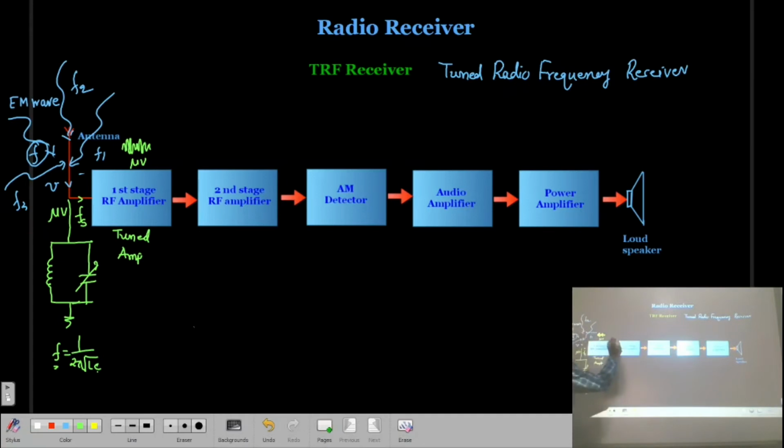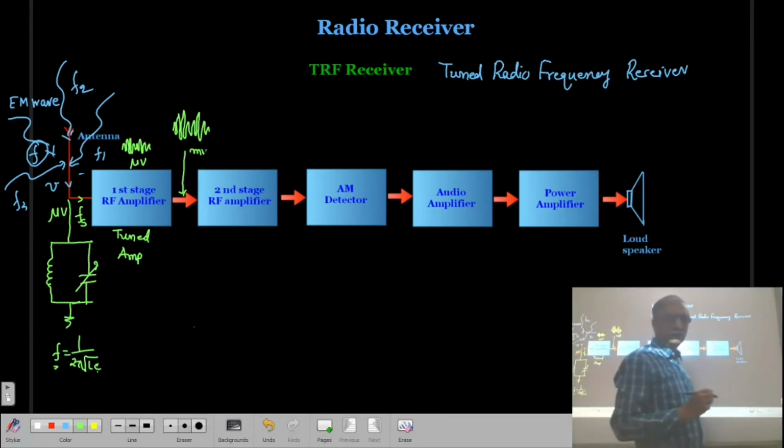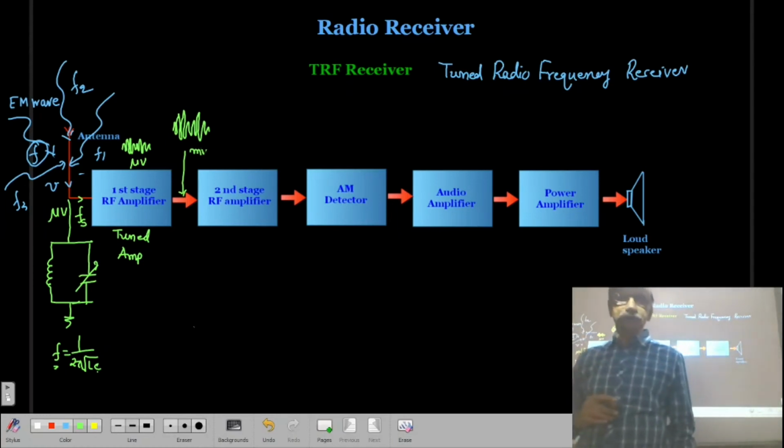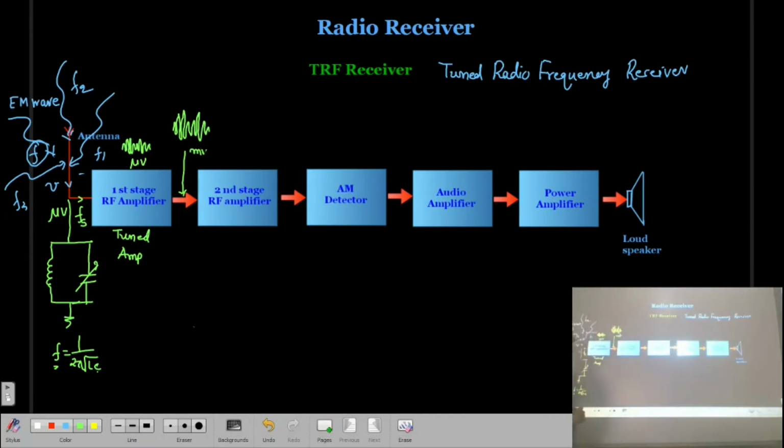So here, in the output of this first stage of the amplifier, the strength of the signal is going to increase. That will be in the order of a few millivolts. Remember, but still this signal is not sufficient to drive the detector stage. So again we have to amplify through a second stage of the RF amplifier, and here you will get a large amplitude of the signal.